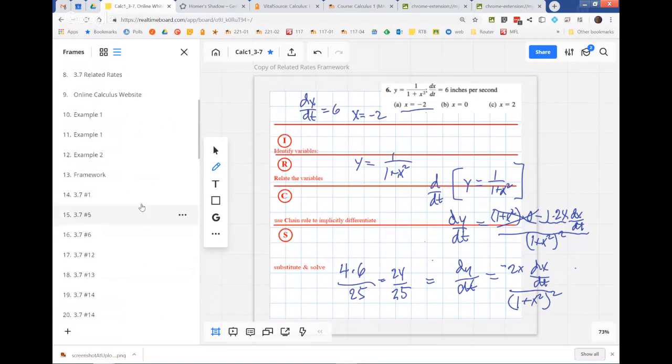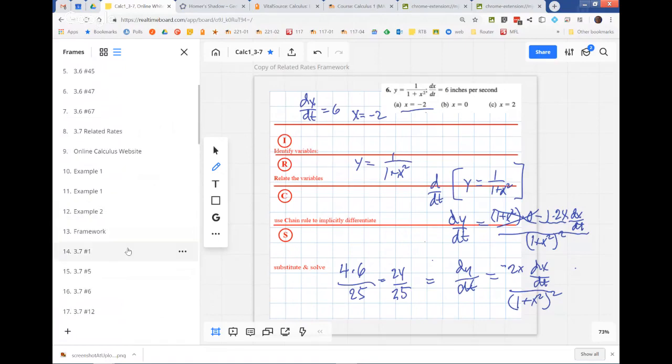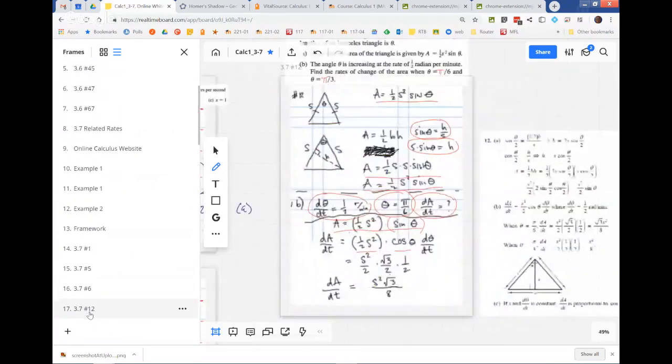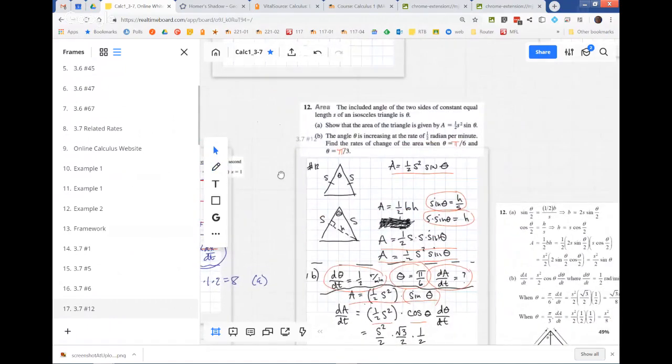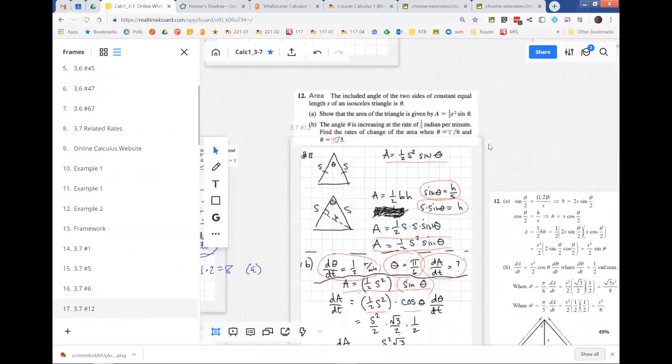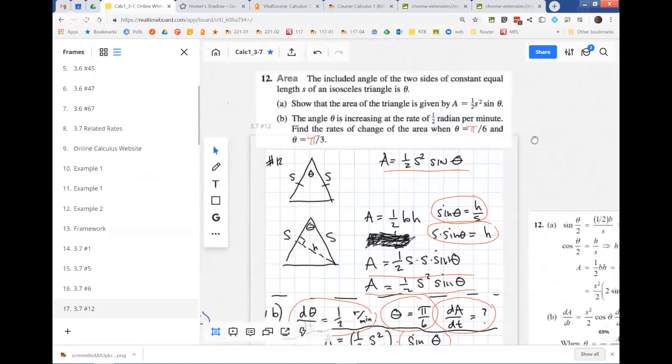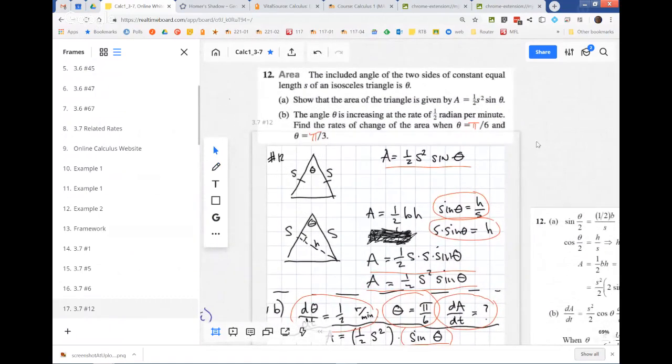Next one I wanted to look at was number 12. Okay, so now we've got more of a challenge, and I'll show you the problem I've got right here. So here's number 12. Area. The area included angle of two sides of a constant equal length s of an isosceles triangle is theta.